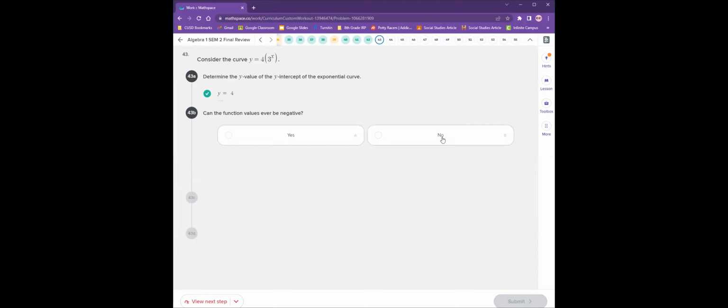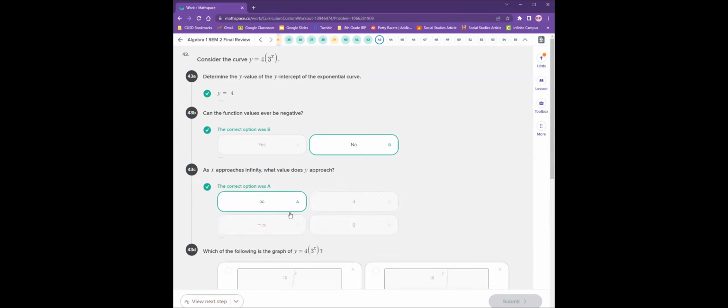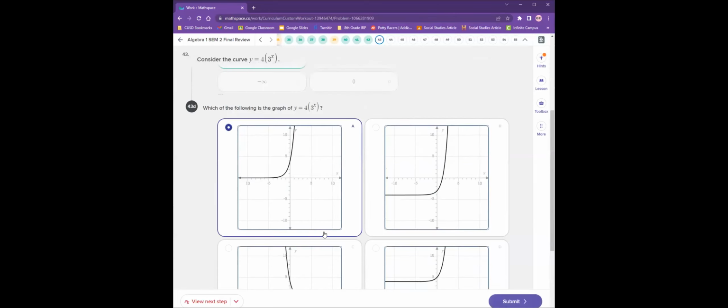Then can the function... No, I already did a problem like this. As x approaches infinity, what does y approach? Infinity. This is a growth function again, so it has to go up and to the right. Yeah, so it'd be that one. It's also got, that is correct, a horizontal asymptote at 0.